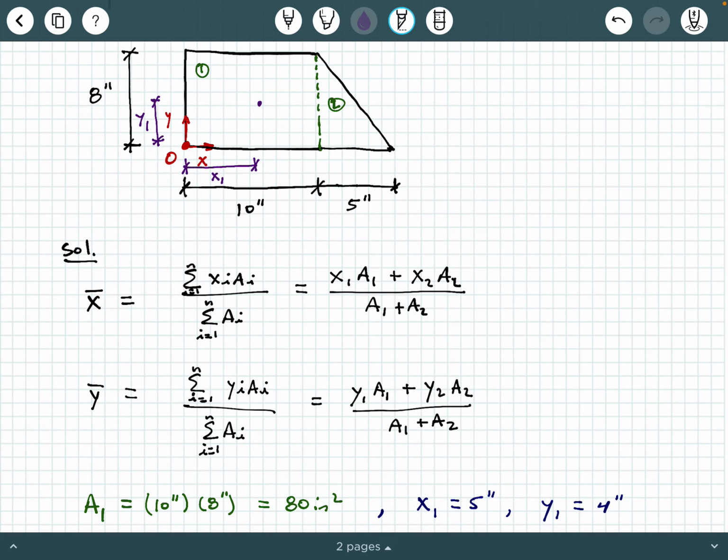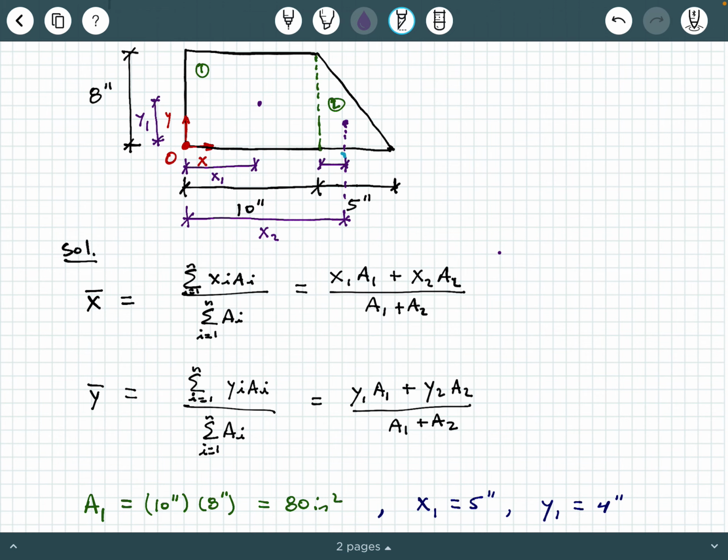Now, the mistake I made in my previous video was determining x2. x2 is going to be measured from the origin to the centroid of part 2, so it's going to be measured somewhere about right here. Now, here's where you've got to be careful. It's a triangle. A triangle by itself is going to have its own centroid that is going to be 1/3 of the dimension away from the back face.